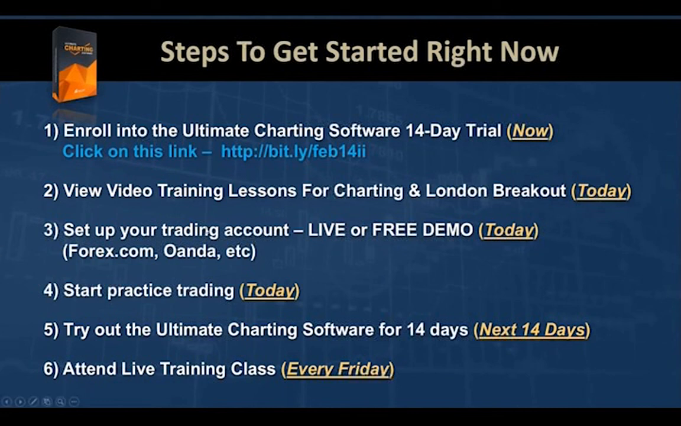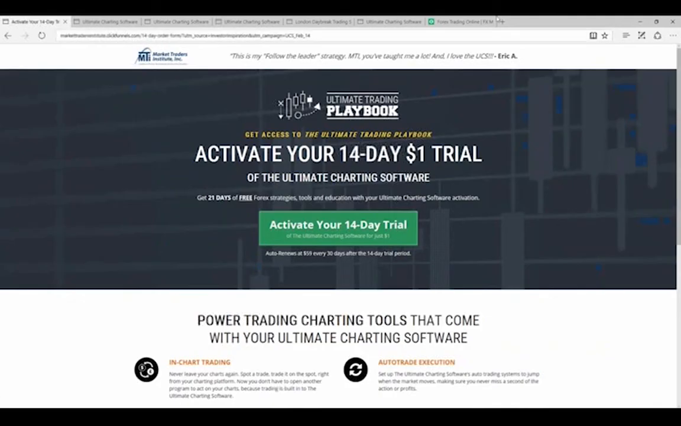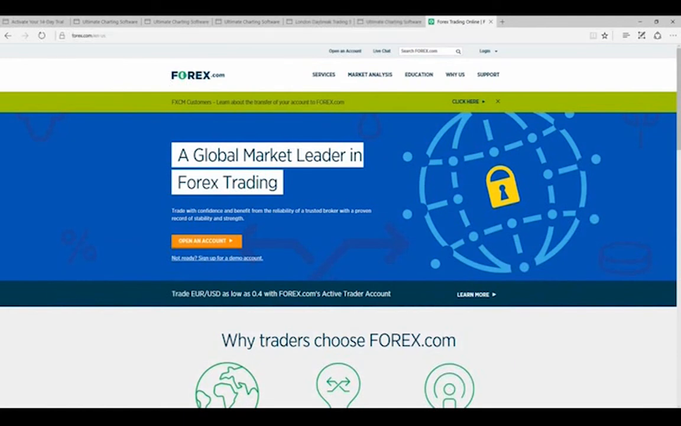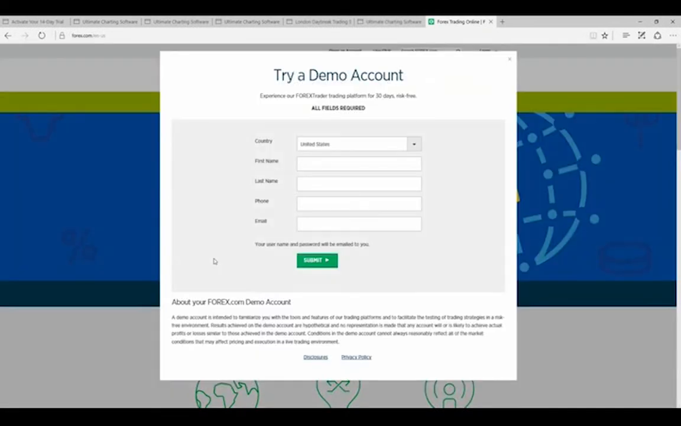Then the next step is to set up your trading account. For those of you who want to set up a demo trading account, I suggest, or I can't suggest, you can. I'm not allowed to suggest, but I use Forex.com, Oanda, those are a couple of them. In fact, let me pull up Forex.com right now. When you go to Forex.com, you see right here, it says open an account. Go right below that. It says not ready. Sign up for a demo account. This is how easy it is to sign up for a demo account. You simply click on that, enter your information, you don't pay for anything.